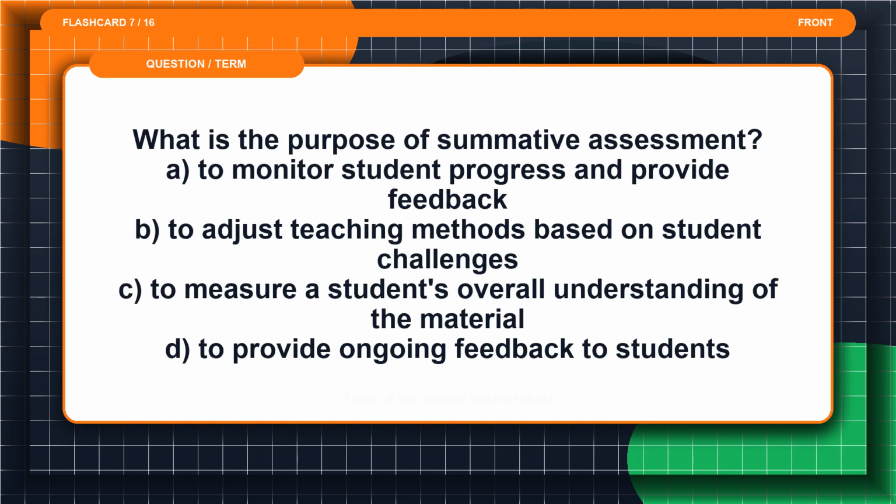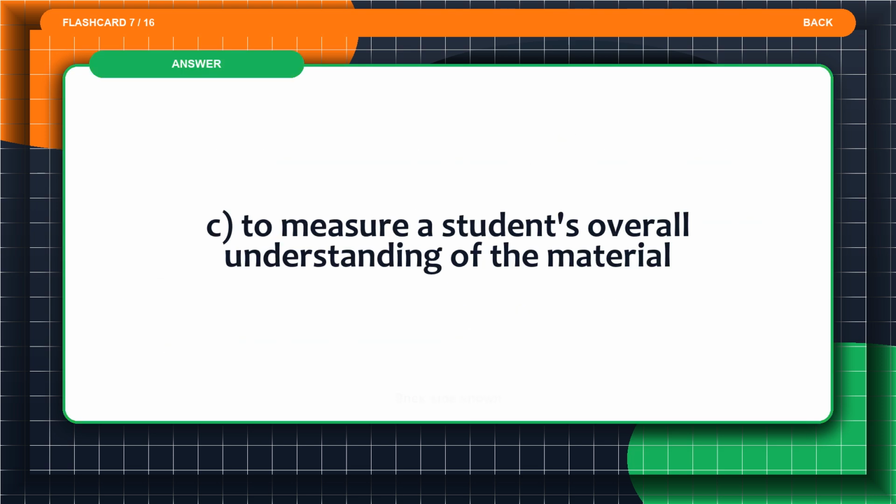Flashcard 7. What is the purpose of summative assessment? A. To monitor student progress and provide feedback. B. To adjust teaching methods based on student challenges. C. To measure a student's overall understanding of the material. D. To provide ongoing feedback to students. Think of the answer before the reveal. The answer is C. To measure a student's overall understanding of the material.